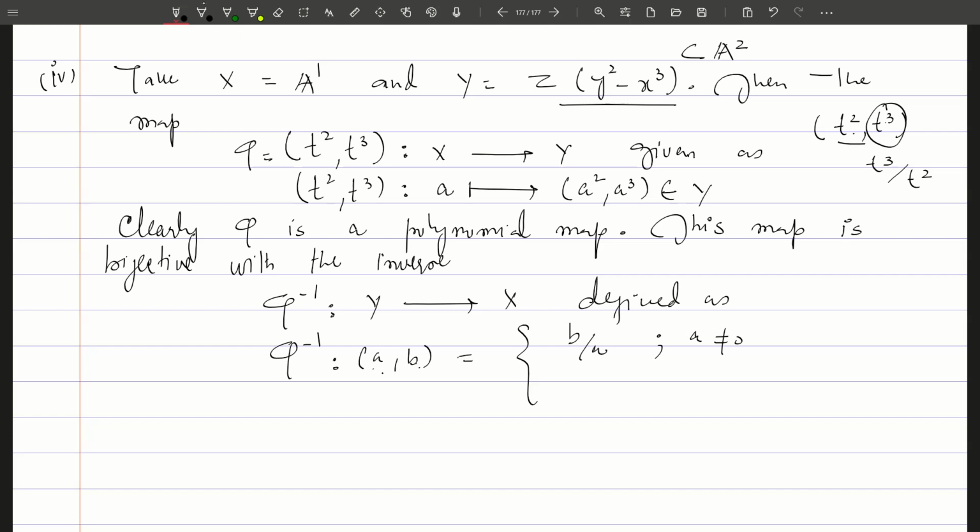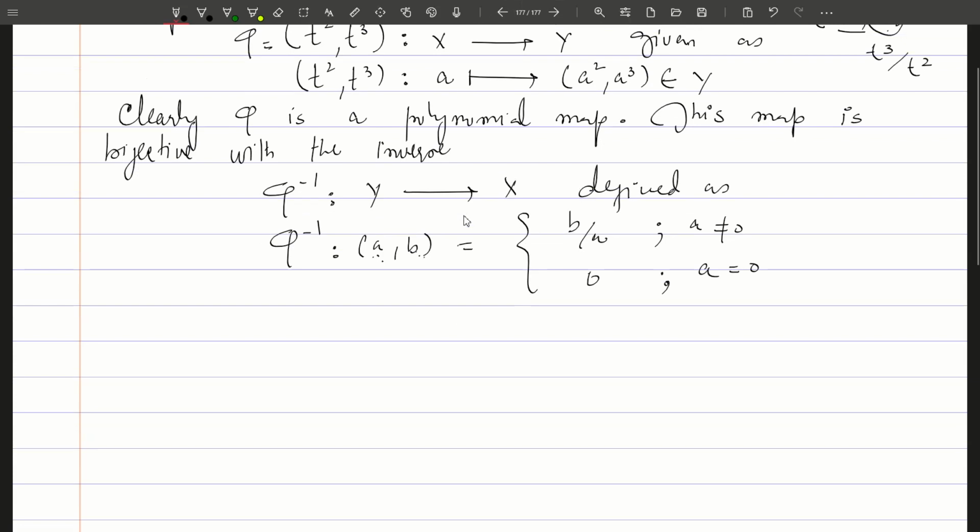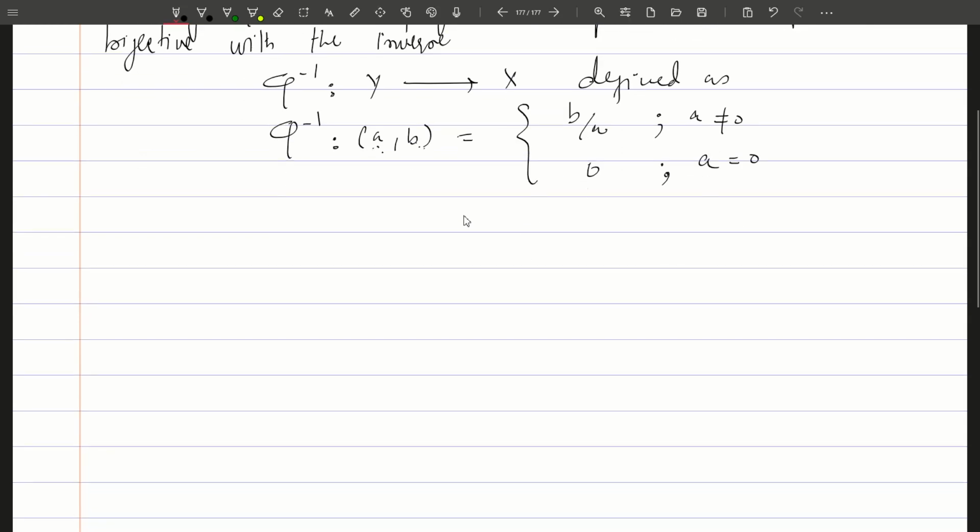because when we divide the second coordinate by the first coordinate, then we get back the point T, and when the first coordinate is 0, the second coordinate is 0 as well. So phi inverse 0 will be 0. So this is the inverse of this map. So this map is bijective, but this phi inverse is not an isomorphism, because phi inverse is not a polynomial map, because it is not given by a polynomial. So that means bijective polynomial maps may cease to be isomorphisms.